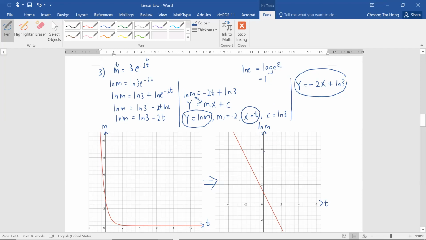To conclude, for linear law, to transform the graph we just need to make changes to what we plot on the vertical and horizontal axes. How do we know what we should be plotting? We need to manipulate the original equation and transform it into the form big Y equals m big X plus c. Then we see what big Y and big X are, and plot accordingly. So this is how linear law works.